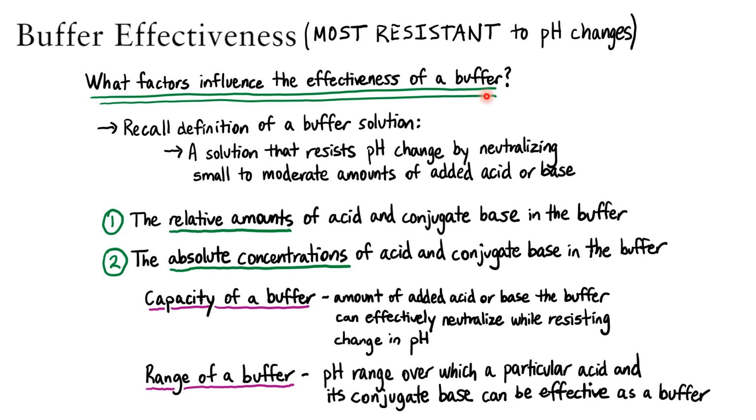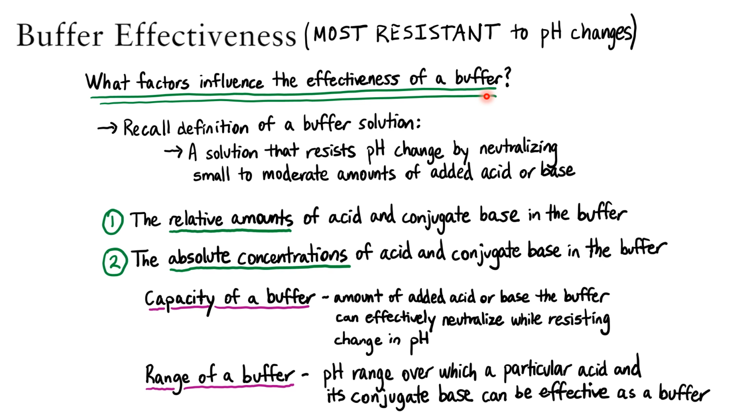Remember what a buffer is. A buffer is something that resists change to pH, right? So it's basically a solution where you have a weak acid and its conjugate base. And if you have a sufficient amount of it in a solution, if you add some sort of strong acid or strong base, basically any sort of acid-base contaminant, the idea is that the weak acid conjugate base solution is going to prevent the pH from going up or down. It's going to maintain that pH.